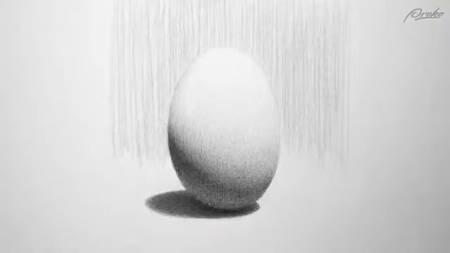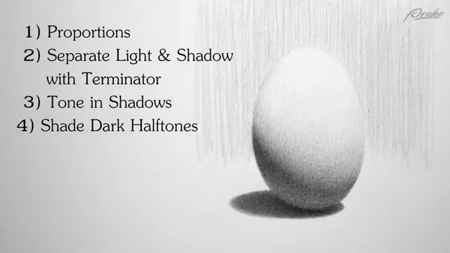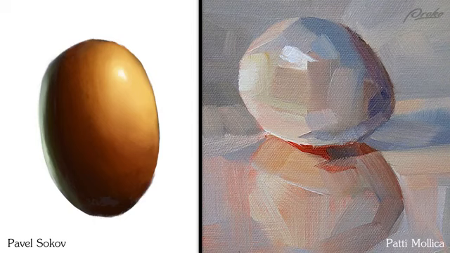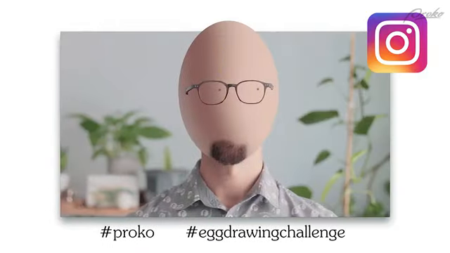Alright, if you've just been watching, now it's your turn. Draw an egg. Make it the most 3D, round, volumetric, realistic egg you have ever drawn. And don't just go at it all at once. Try using the drawing stages I recommended earlier. Use the medium that you're most comfortable with. Then do another one in a medium that you're less comfortable with. Post your drawings on social media with the hashtags Proko and Egg Drawing Challenge.